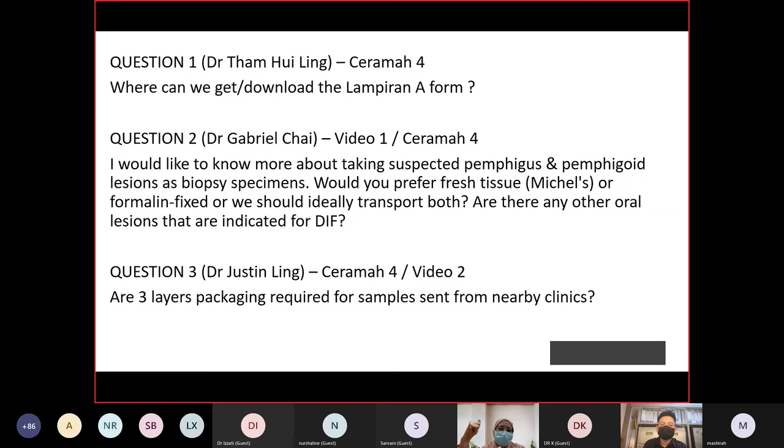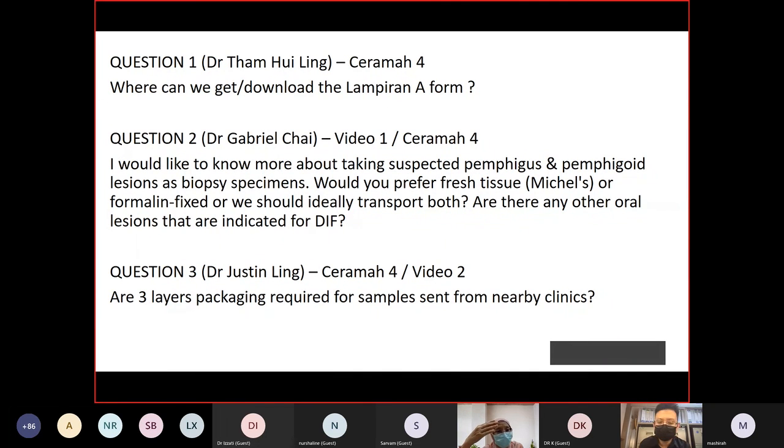But you asked whether we prefer fresh or formalin fixed. To me, if you want to send for DIF, you should also send for H&E. H&E is just the standard. DIF is the second part. So you need to send for both if the lab accepts it. I hope that answers your question.